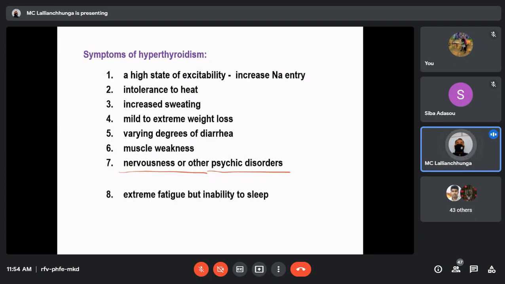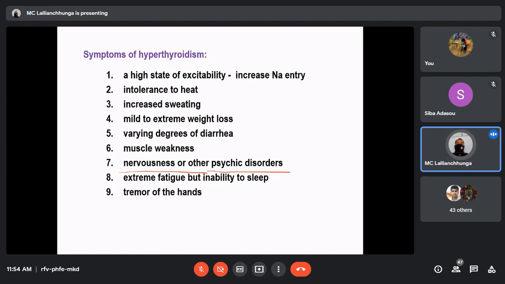Psychotic disorder may be observed, extreme fatigue but inability to sleep, tremor of the hands, exophthalmos, that is the protrusion of the eyeball. I think this is not observed in all the patients, but many patients are suffering from this protrusion of the eyeball.